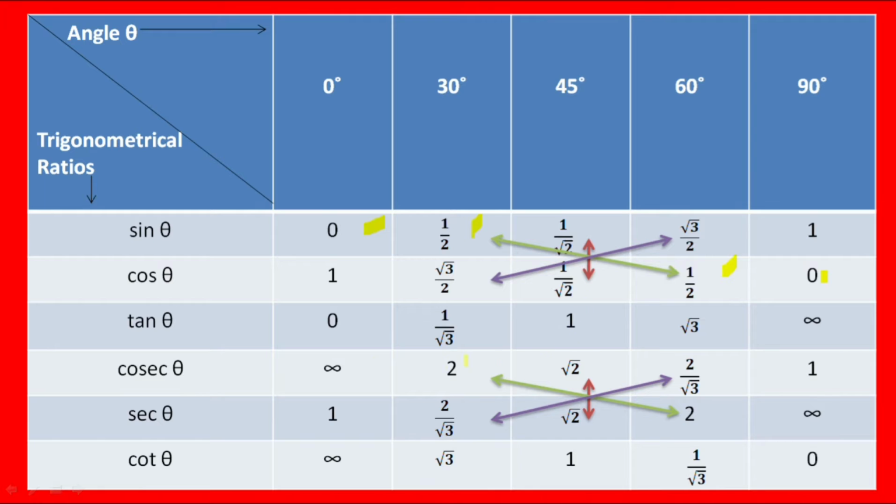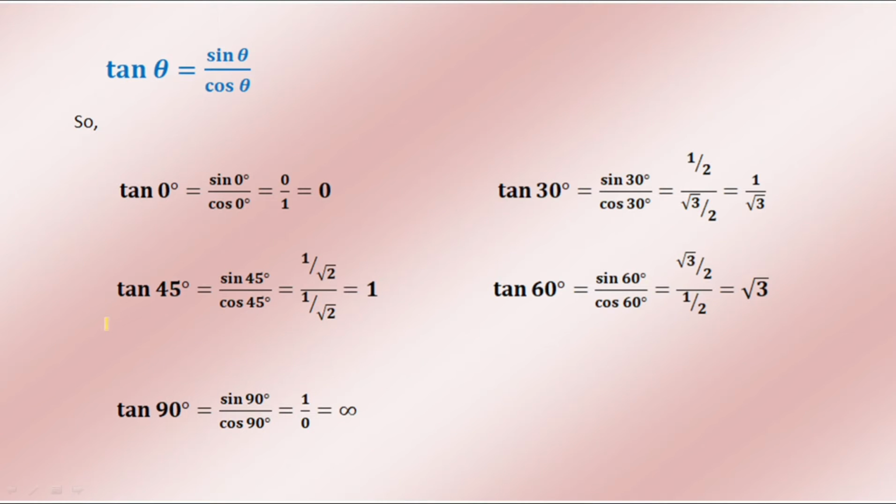The same sequence we can see for cosec theta and sec theta also. That is, cosec 0 degree is equal to sec 90 degree, cosec 30 degree is equal to sec 60 degree, and so on.